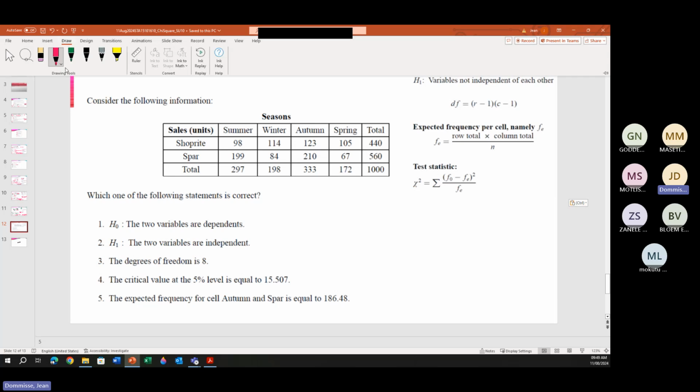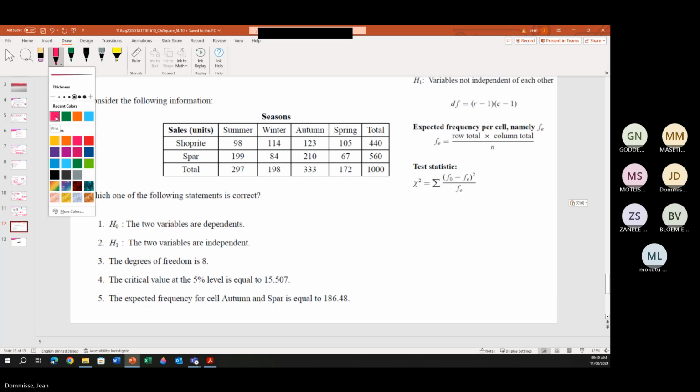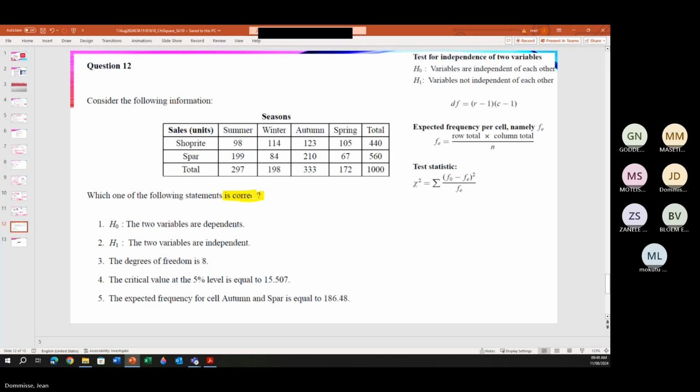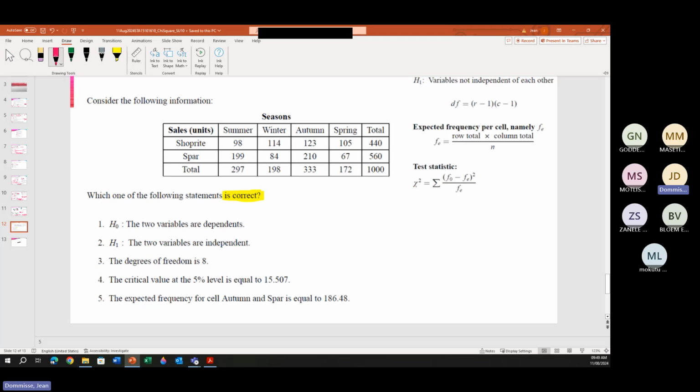Okay, so let's look at this one. And first the trick: which one is correct? All the other questions were incorrect.